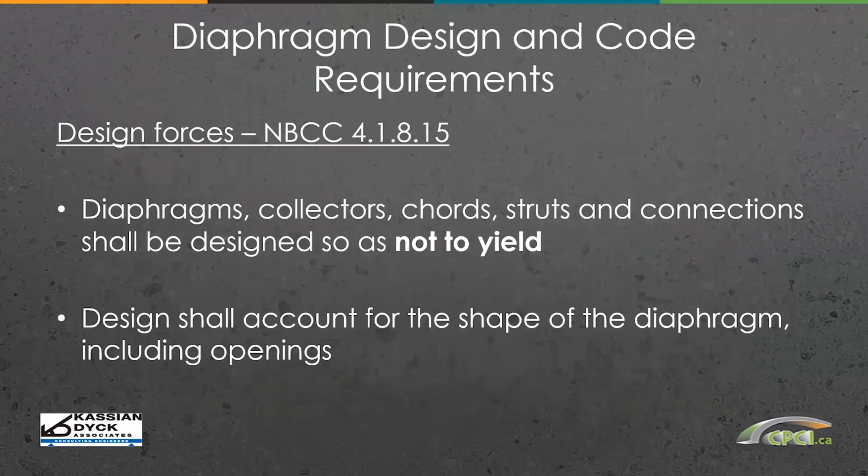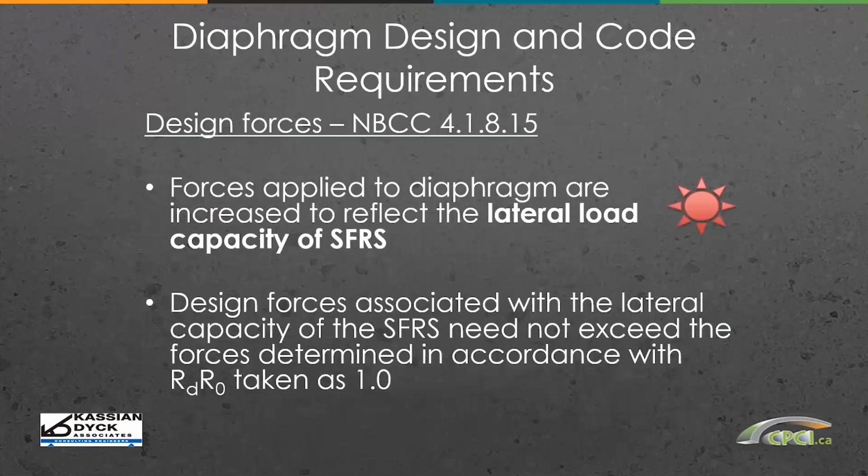Now we're going to talk about diaphragm design and code requirements from the National Building Code. Clause 4.1.8.15 requires diaphragms, collectors, chords, struts, and connections be designed so as not to yield, and design shall account for the shape of the diaphragm, including openings. With respect to the National Building Code, provincial codes, and CSA A23.3, you may have to increase the forces that you're designing your diaphragm for based on the capacity of the seismic force resisting system.